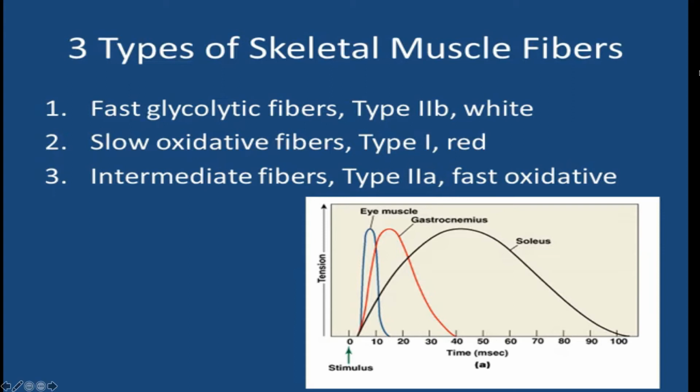And then you have intermediate fibers, which are about mid-sized, have a low myoglobin content, and have more capillaries than fast fibers and are slower to fatigue.